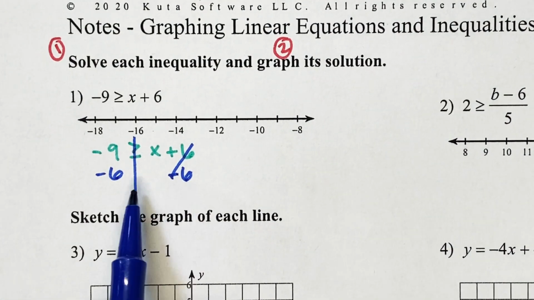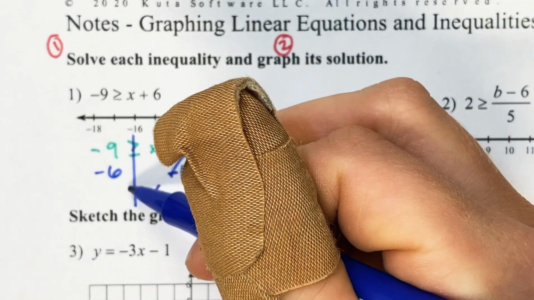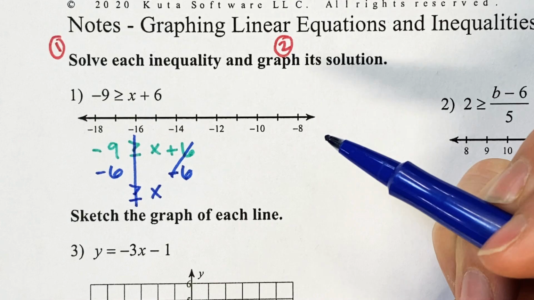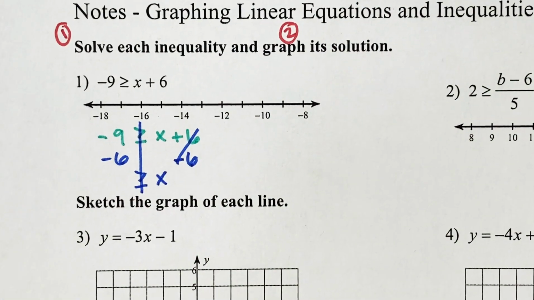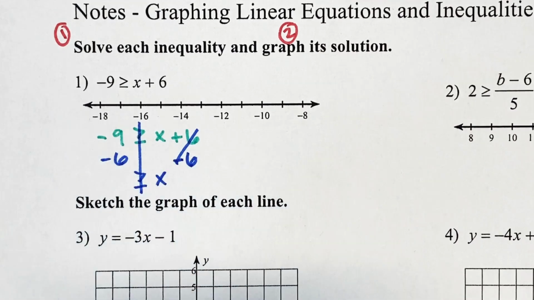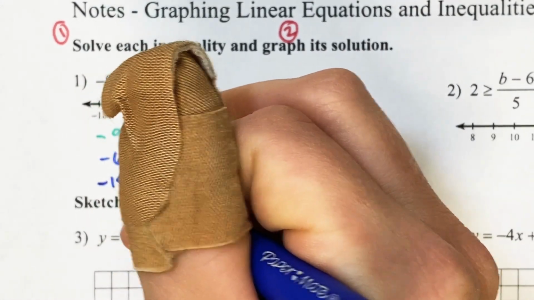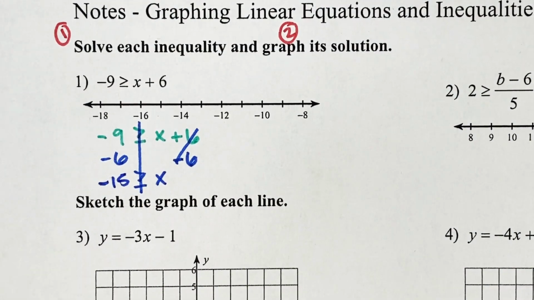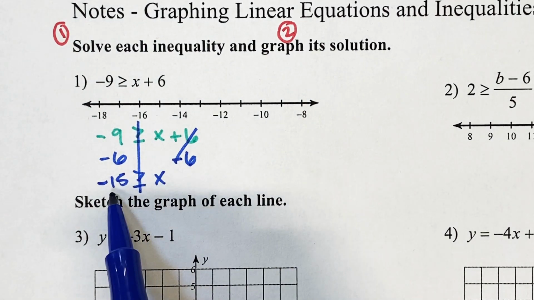Whatever we do to one side, we must do to the other. So we bring down our x, that's all that's left. We still have our same sign, and we have -9 minus 6. What is -9, take away 6 more? We're getting more negative here. -15. Now that our variable is all by itself, we can go ahead and graph it.